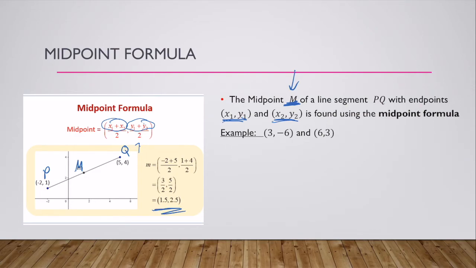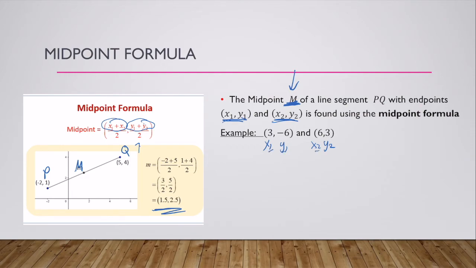So let's label our points. I've got x1, y1, x2, y2, and note that it doesn't matter which points I label my x1, y1, and x2, y2, as long as they have the same subscript of 1 or 2.